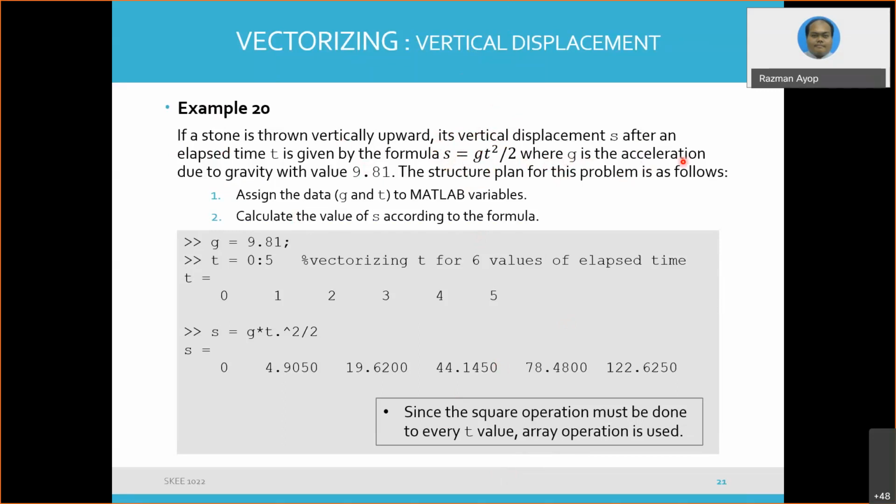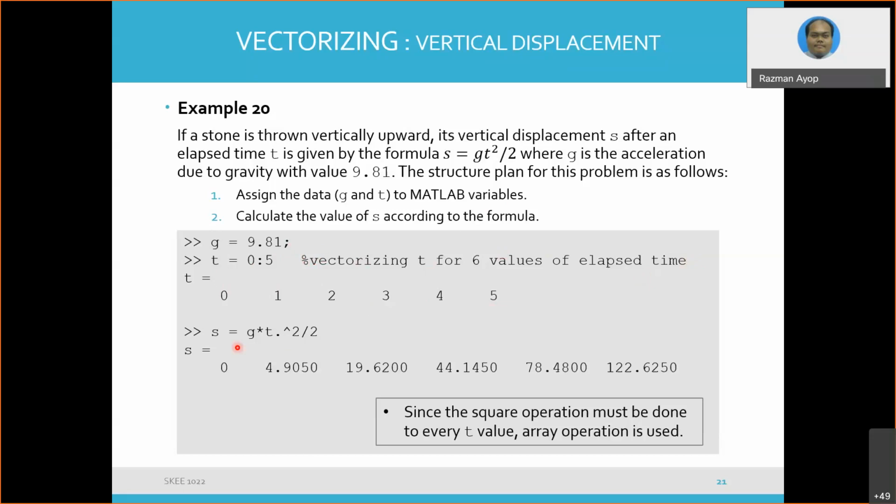Where g is the acceleration due to gravity, this is just a constant. Assign g and t in MATLAB. So you will see here, g equals 9.81, and then t you have to assign; remember the colon notation from chapter 2. This means the time is 0, 1, 2, 3, 4, 5, so 0 to 5 with a step of 1. And they also include the percentage sign here. This one is just a comment.